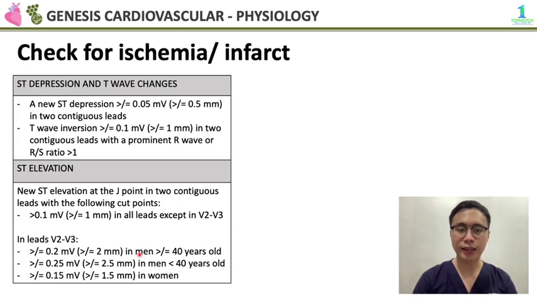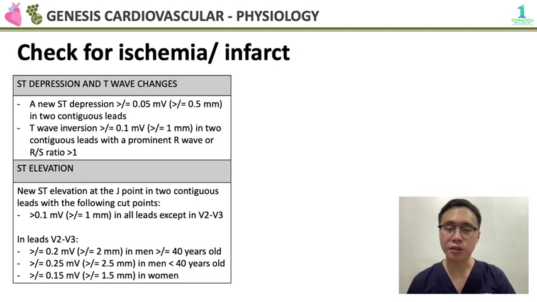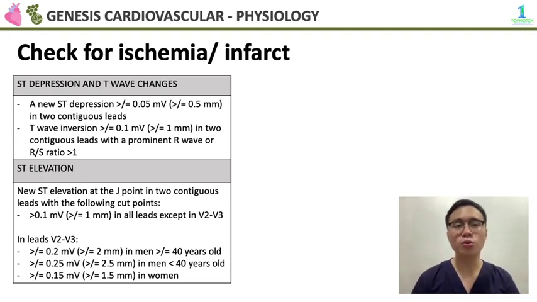So what is the cutoff? It depends on the age and the sex. For men more than 40, it's more than 2 millimeters. For men less than 40, it's more than 2.5 millimeters. For women, it's slightly lower, more than 1.5 millimeters. Again, this is higher than the usual cutoff we use for the other leads.